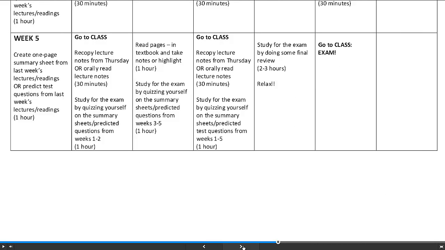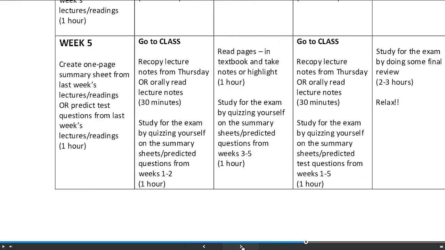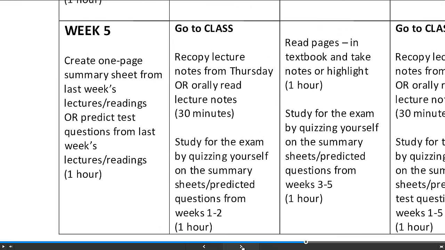If your exam is on Friday of week 5, you're going to start ramping up your studying about 5 days before the exam. On Monday, do your usual routine of attending class and studying that day's content actively by recopying or reading the notes aloud. Then spend at least 1 hour studying for the upcoming exam by using your weekly summary sheets or predicted test questions. Since you're giving yourself plenty of time, you only need to study the content from weeks 1 and 2 today.